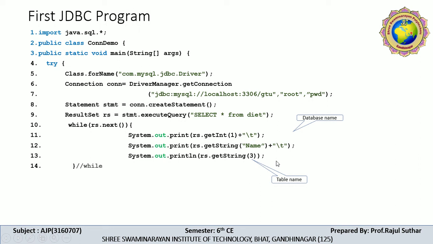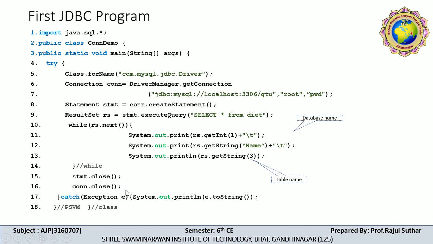By using these statements we are performing the JDBC program, and this is the end of the while loop, so we require the curly bracket. Then ending with statement.close() and connection.close(). Here try terminates, so catch Exception e: if there is any exception, then System.out.println e.toString().